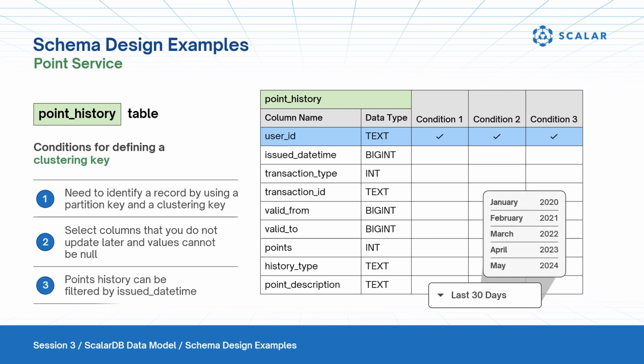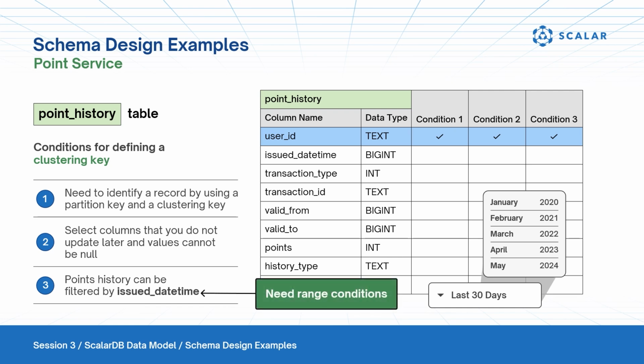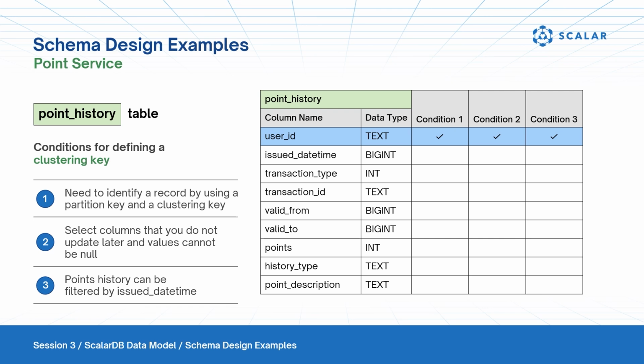The third condition is from the requirements of the functionality. Points history needs to be filtered by issued date and time. As we discussed, range conditions can be applied to the last column in the set of clustering keys. Assuming that there cannot be two history records occurring at the same time for the same user, issued date time is the most suitable clustering key.